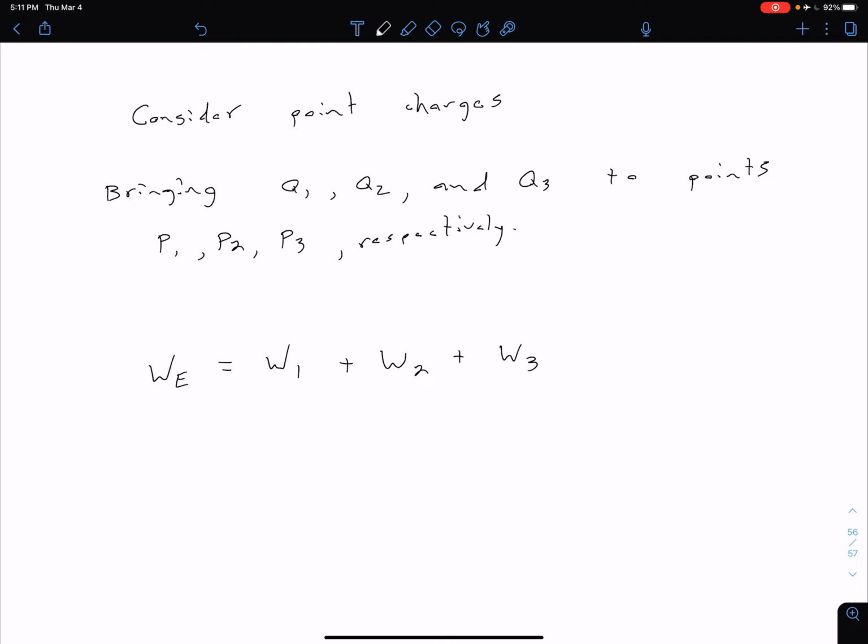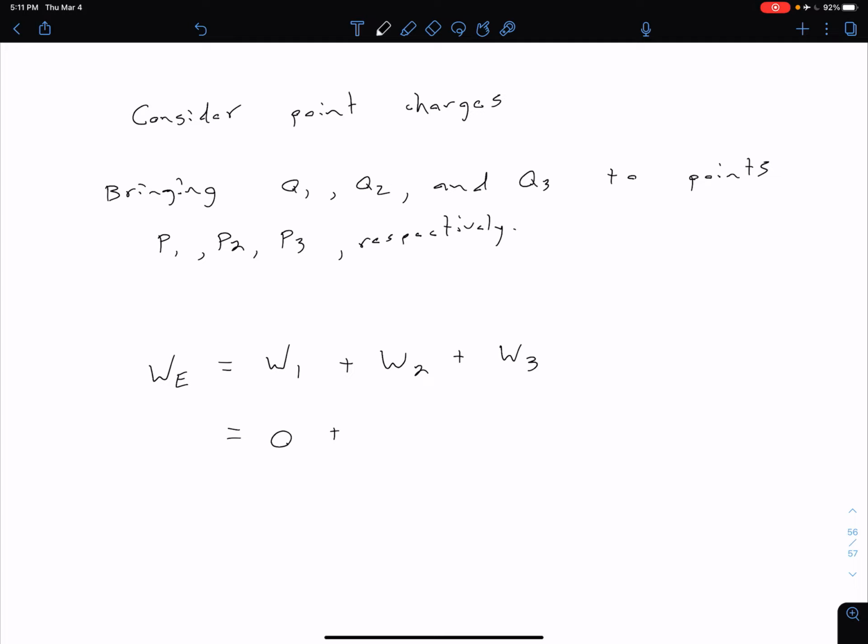For the first point charge, Q1, if we assume there's nothing in the system initially, there's nothing there to repel it. The easiest thing to think about is, let's say Q1, Q2, and Q3 are all positive valued. If we have a positive point charge already in the system, it's going to repel our new point charge, and we're going to have to put in work. However, if we have nothing in our system initially, then we require 0 work to bring that first point charge in. Using our definition of work from before, we know that it's equal to Q times V.